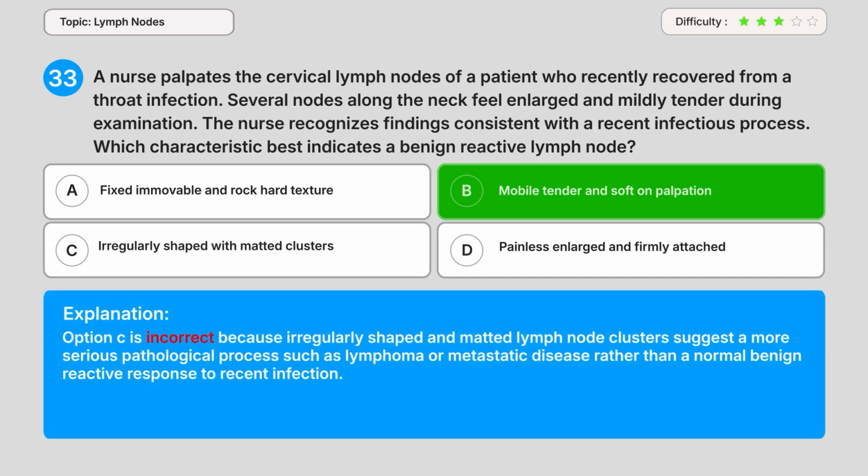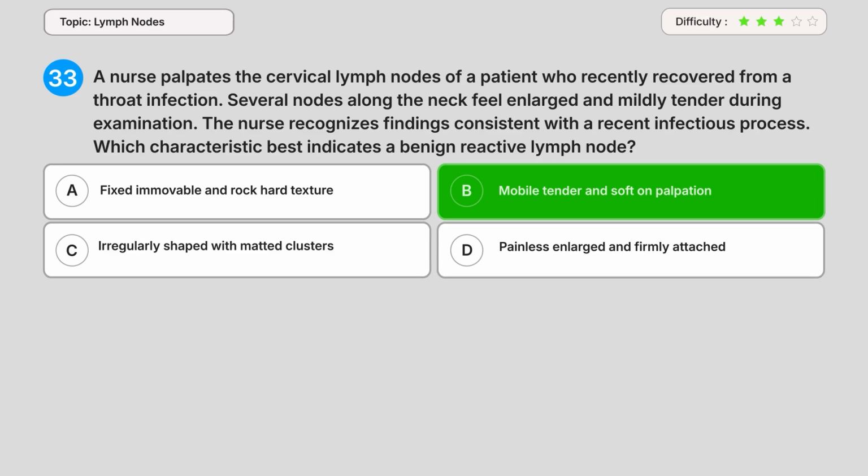Option C is incorrect because irregularly shaped and matted lymph node clusters suggest a more serious pathological process, such as lymphoma or metastatic disease, rather than a normal, benign reactive response to recent infection.